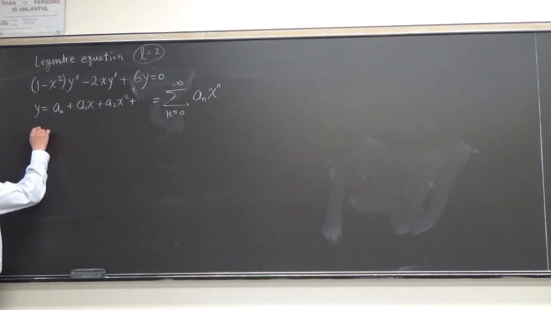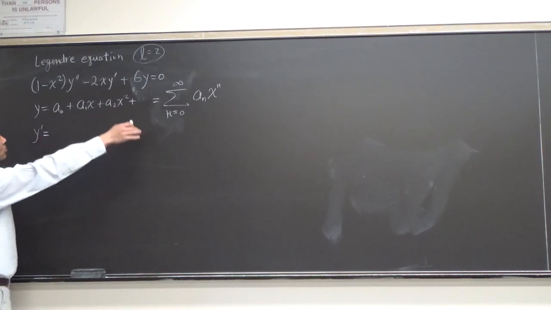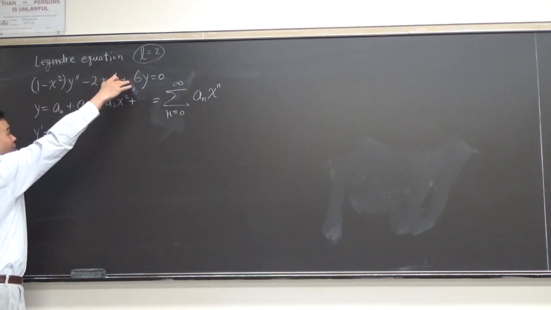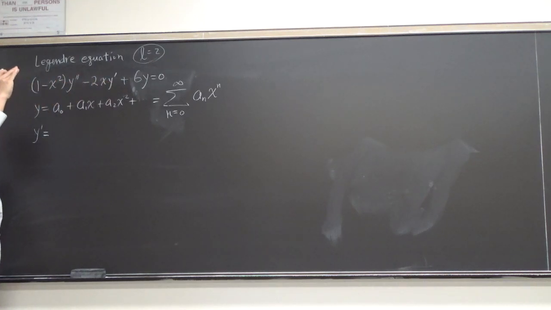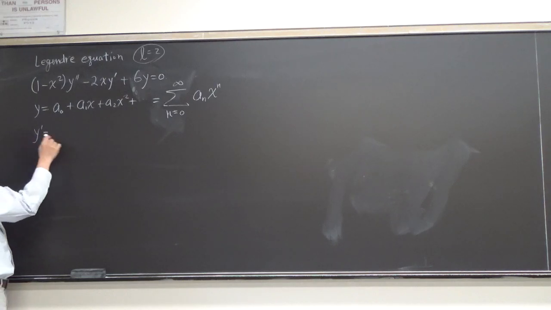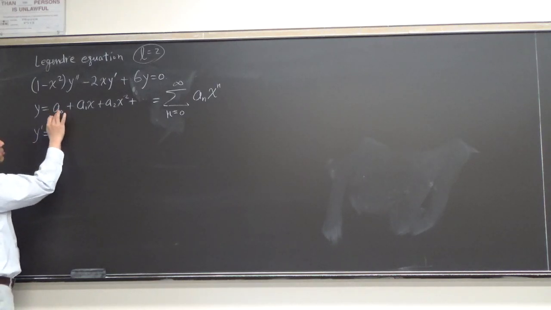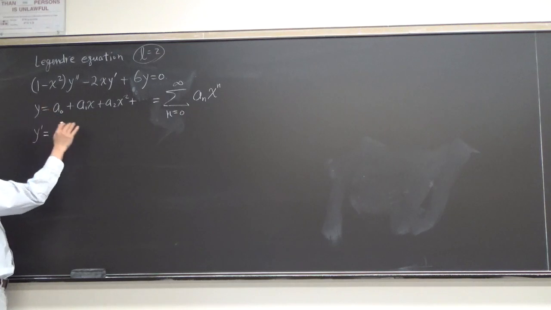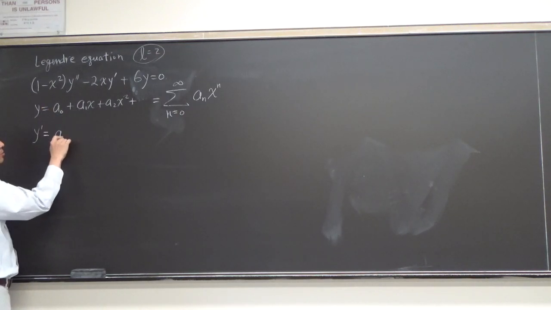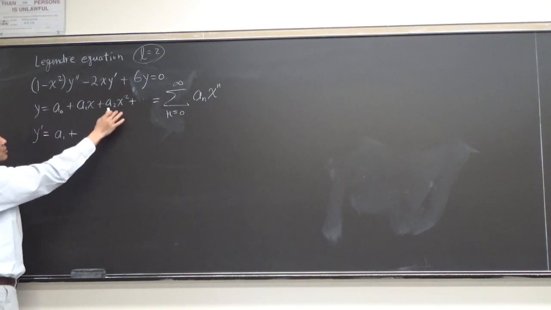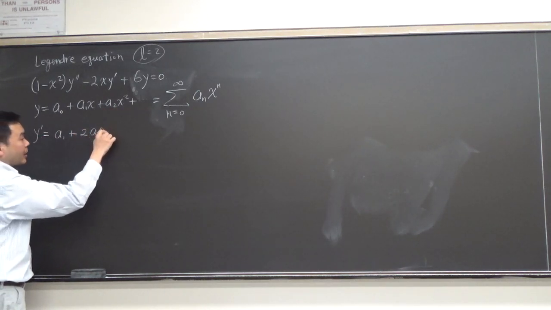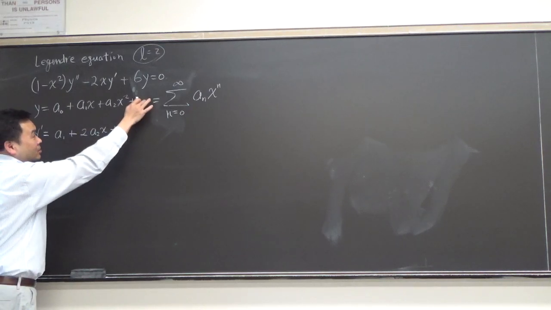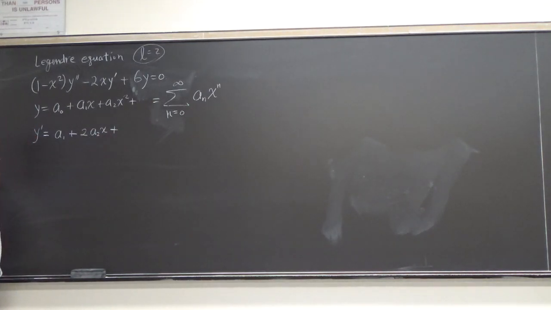Now let's differentiate both sides, because after all, I'm trying to plug this into here, which requires me to know what y prime is and what y double prime is. So I'm going to calculate y prime and y double prime. So the derivative: a0 disappears, constants differentiate to 0, a1x becomes just a1, and then this one becomes 2a2x. I didn't write the next term here, but what would be the derivative of that one?